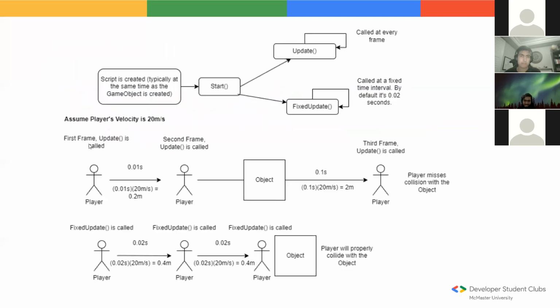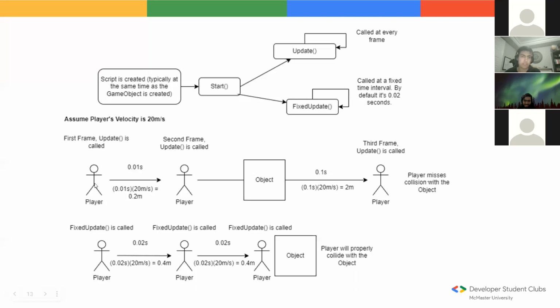Why is that? Well, first I'll show you guys this diagram of the start and update function and how everything works. So when the script is created, and this typically happens at the same time the game object is created, the start function runs first, right? And this only runs once. After the start function runs, then both the update and fixed updates are running. And then, as I mentioned before, the update function gets called at every frame, and the fixed update function gets called every 0.02 seconds. So going back to my earlier question, why do we have to put the physics calculations in the fixed update function instead of the update function?